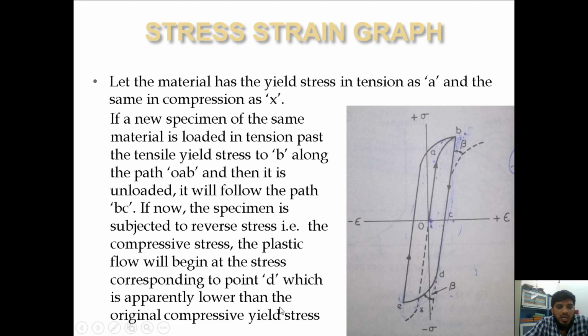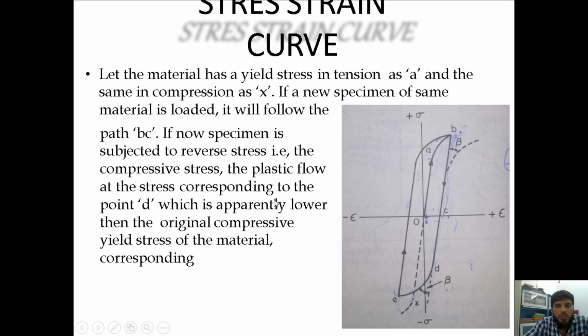The original compression yield is your X, which I have written in the initial section itself. So while the yield stress in tension was increased because of strain hardening, in compression it is being reduced from X to D. This phenomenon is called the Bauschinger effect. The Bauschinger effect is a reversible effect. If the specimen were originally stressed plastically in compression, the yield stress in tension would have been decreased. This is again a stress strain curve, which explains the same thing.